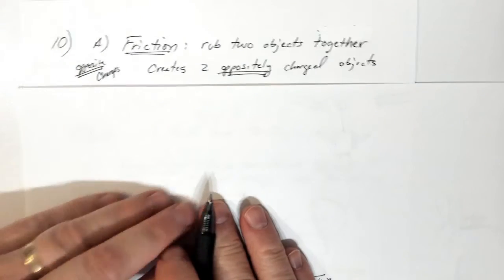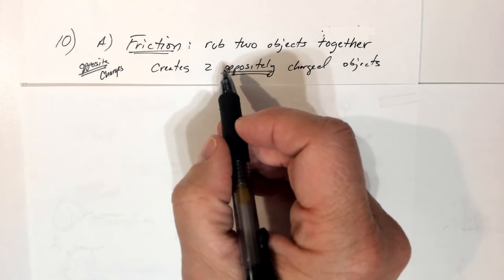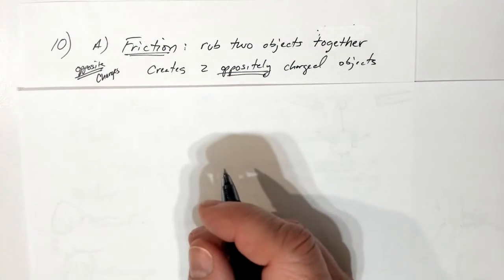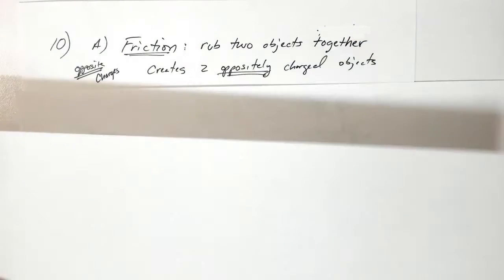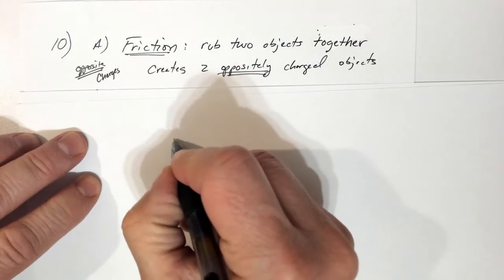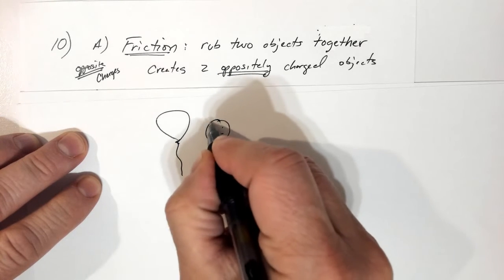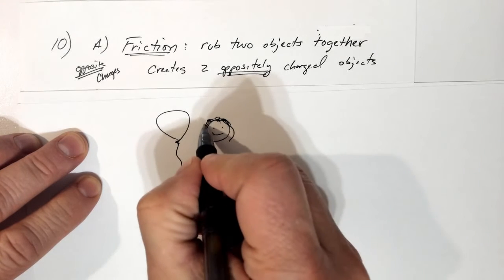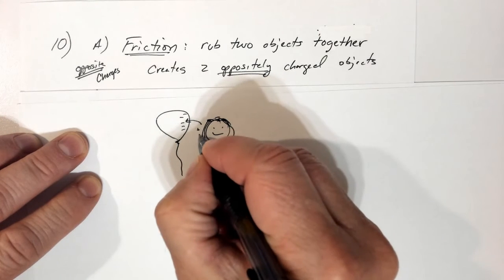Here we go. We have friction. Friction is when we rub two objects together. So that's a pretty simple idea. What happens is if I rub my hair with a balloon, both objects become charged. So let's take this balloon. We've got this balloon, and we've got our hair. As you rub your hair on the balloon, you end up giving electrons to the balloon, so it becomes negative. And then your hair becomes positive.